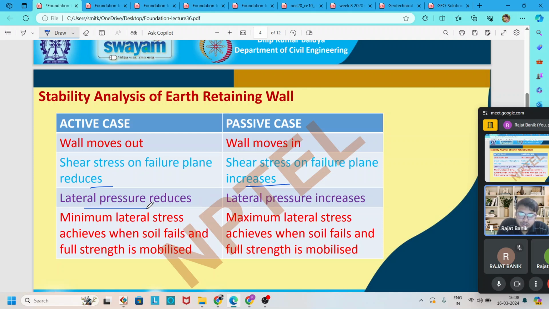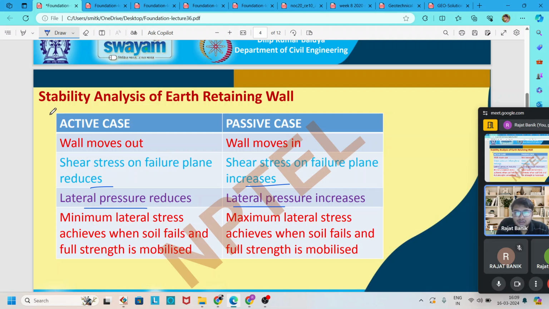Lateral pressure also reduces in active case, and in passive case it is increased. Minimum lateral stress is achieved when the soil fails and full strength is mobilized. In active case, maximum lateral stress is achieved when soil fails and full strength is mobilized.